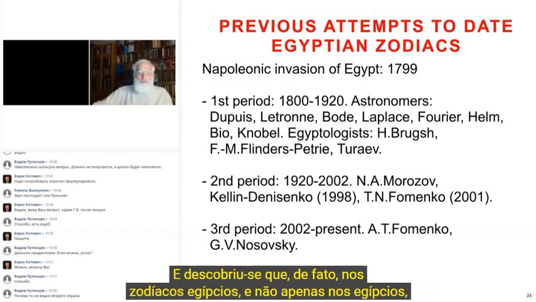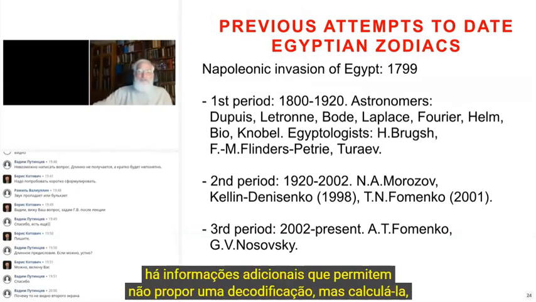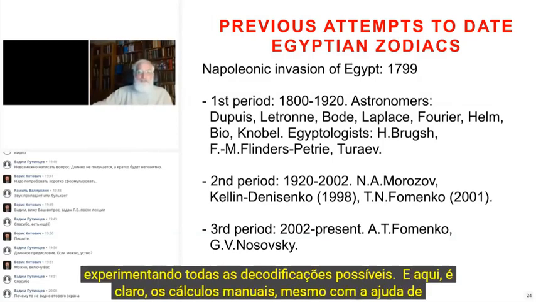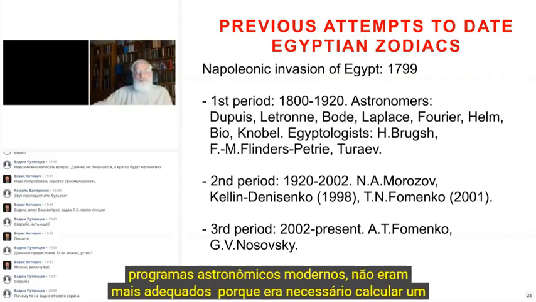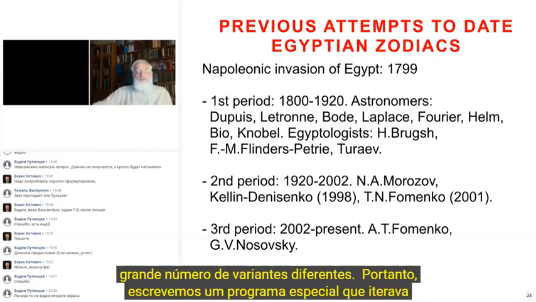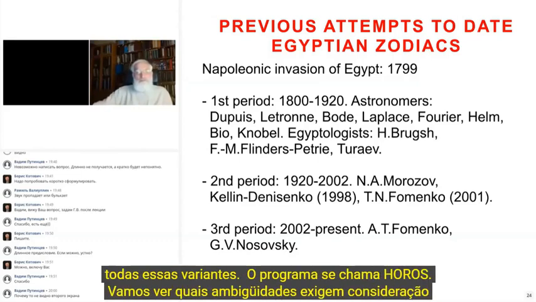And it turned out that indeed, in Egyptian zodiacs, and not only in Egyptian ones, there is additional information that allows not to propose a decoding but to calculate it by trying out all possible decodings. And here, of course, manual calculations, even with the help of modern astronomical programs, were not suitable anymore because it was necessary to calculate a large number of different variants. Therefore, we wrote a special program that was iterating through all these variants. The program is called Horus.